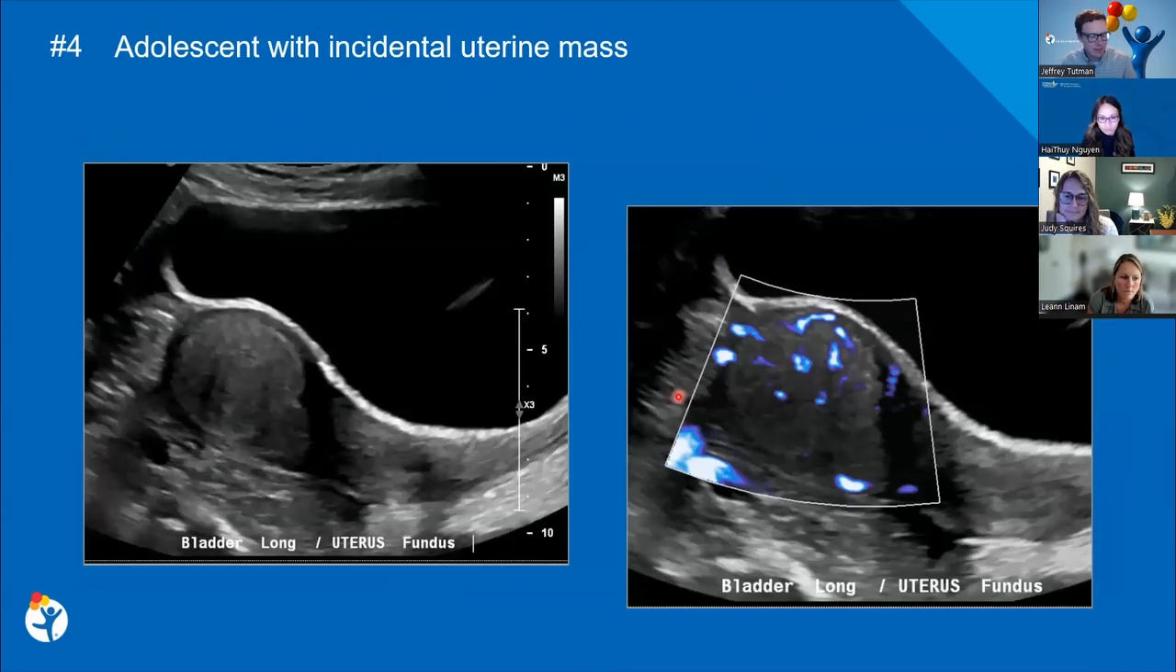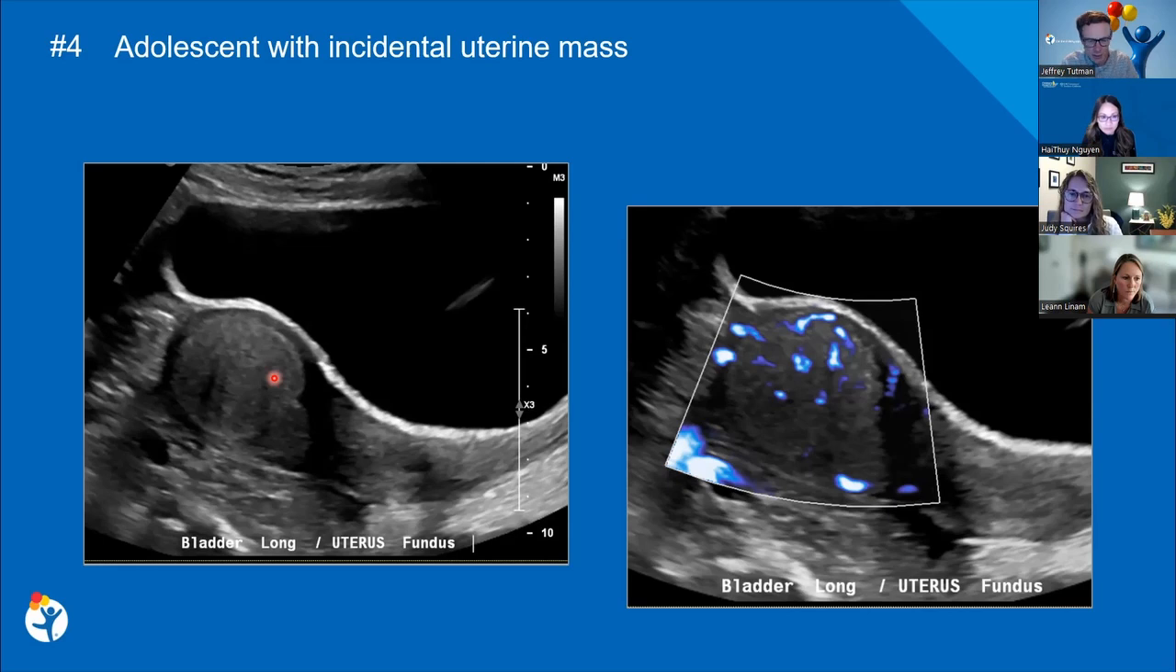So next case, this is an adolescent patient that came in with a history of chronic kidney disease. They were doing a renal ultrasound and just happened to see this big vascular mass within the uterus when they were looking at the bladder. This patient also had a complicated history: she had a cochlear implant, so she was not a great candidate to have an MRI done.